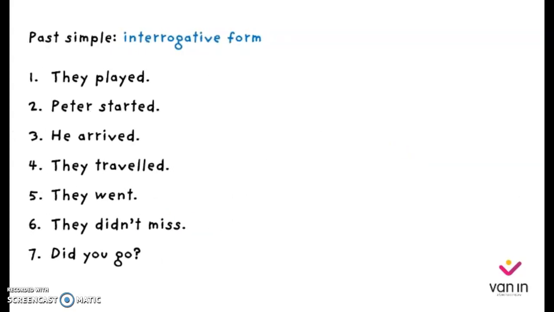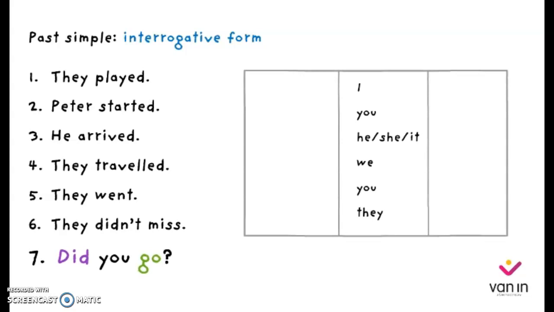Finally, there is also one interrogative form in our list. Which one is it? Exactly. The form, did you go, is an interrogative form. As you can see, we also use the past form of the verb to do, namely did. In questions, the base form follows the subject. Again, there are no regular or irregular interrogative forms.